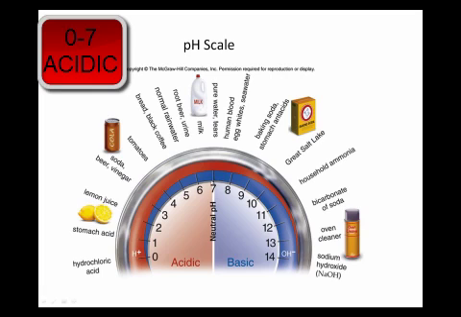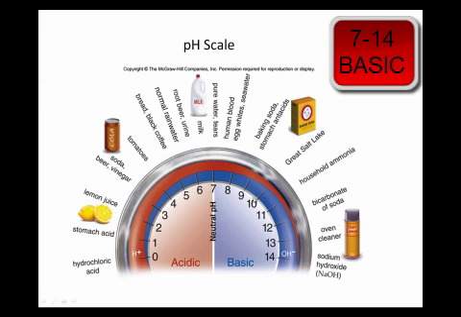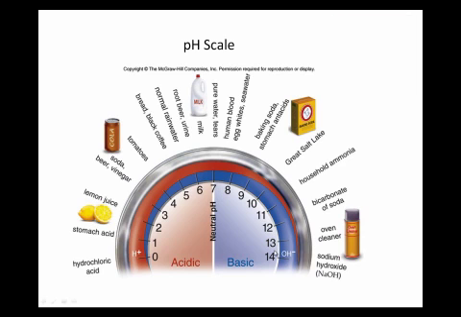Anything less than 7 would be acidic. It's going to have more protons than are found in pure water. Anything that has a pH value greater than 7 would be a basic solution, and it's going to have a lower proton concentration than water.